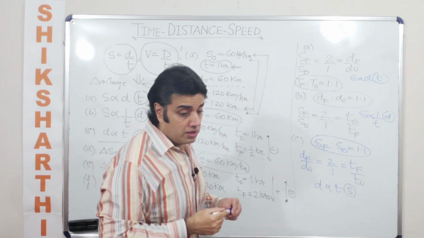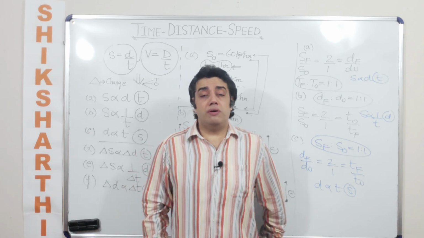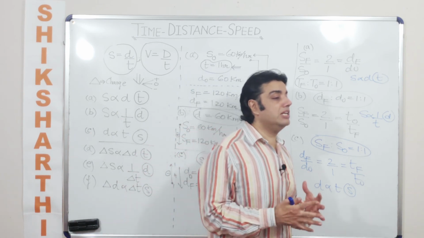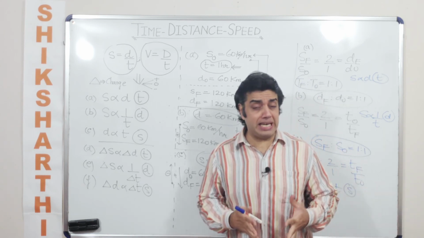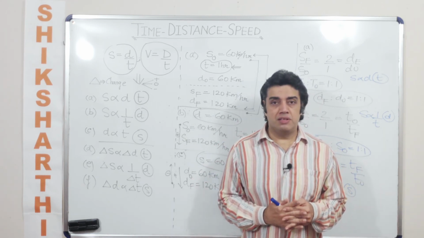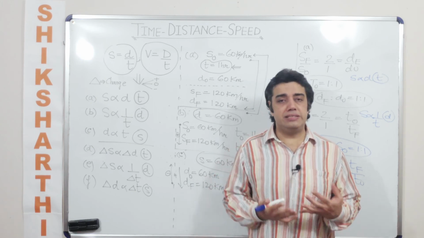So in this video, we have majorly talked about how to apply the concepts of ratio, proportion and variation for a chapter like time, distance and speed at an elementary level. As we record more number of videos, the level would increase.